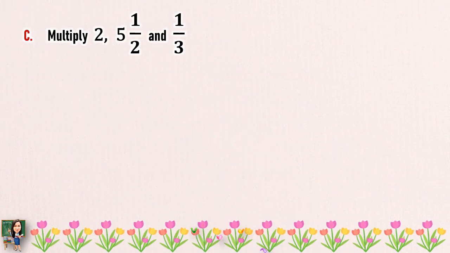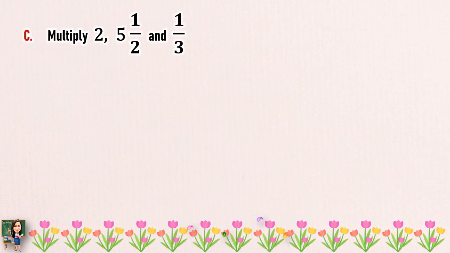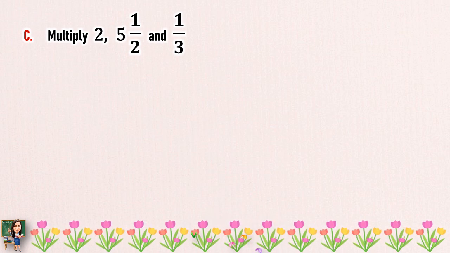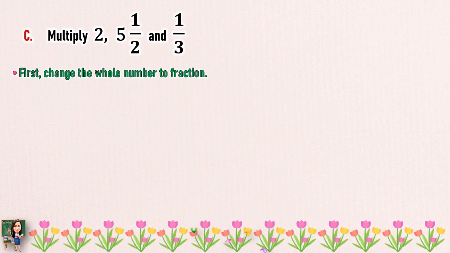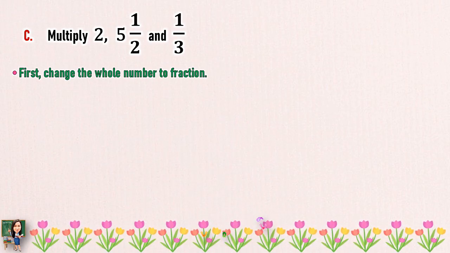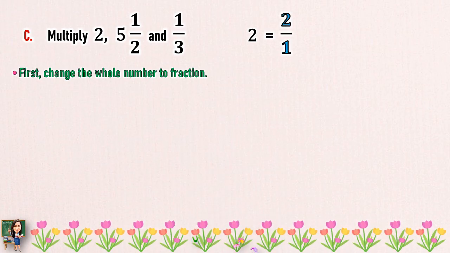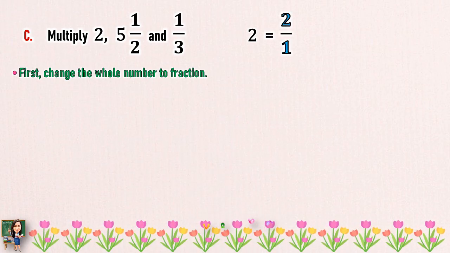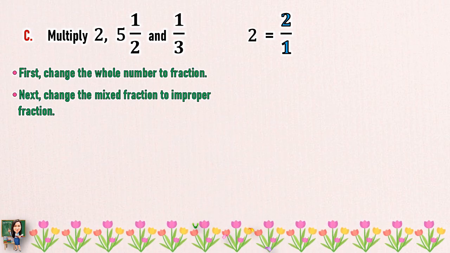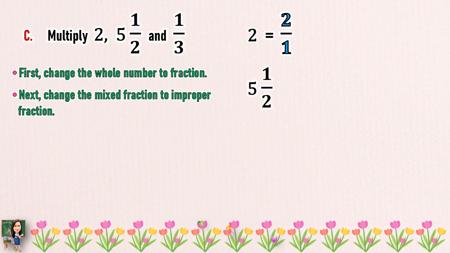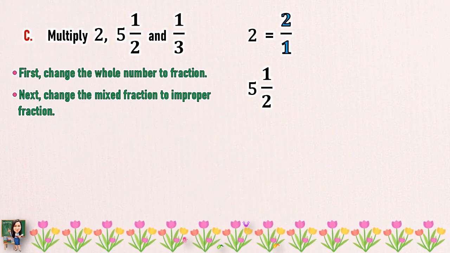For letter C, multiply 2, 5 and 1/2, and 1/3. First, change the whole number to a fraction. The whole number is 2. Change it into a fraction, or 2 over 1. Next, change the mixed fraction to an improper fraction. The mixed fraction is 5 and 1/2.